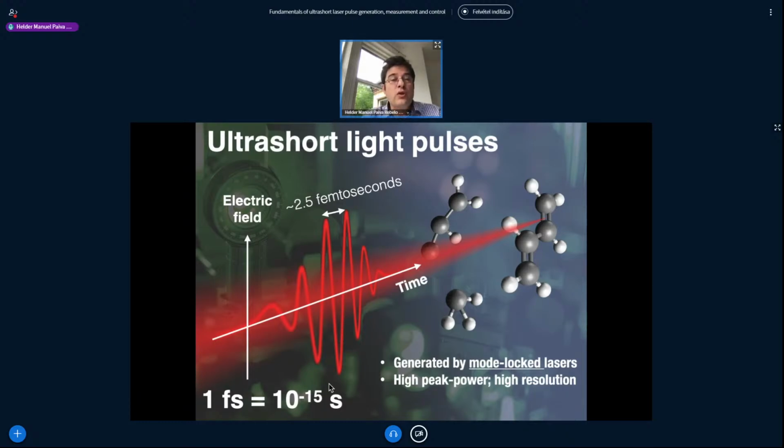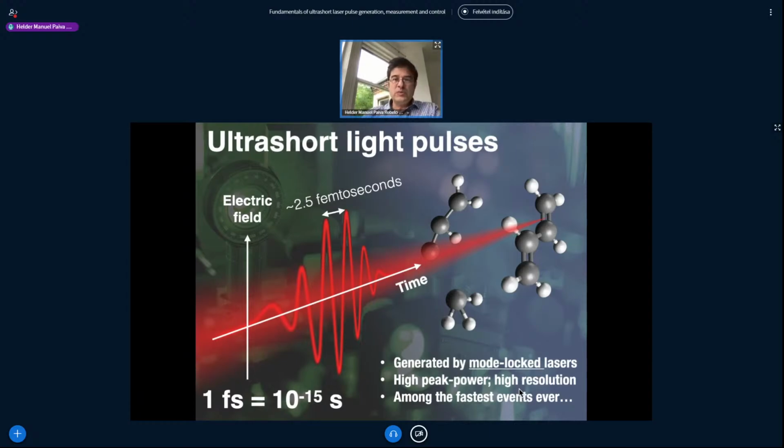And because they are so short, these pulses also allow very high resolution. So you can time resolve dynamics of things like charge carriers in semiconductors, molecular reactions. You can actually track them in real time using these light pulses to look at those events. And these are among the fastest events ever generated and measured in science and technology. So not just the fastest light pulse, but the fastest event ever.